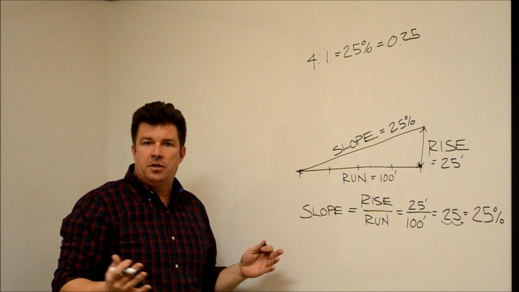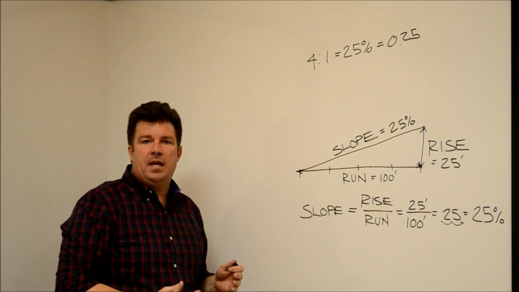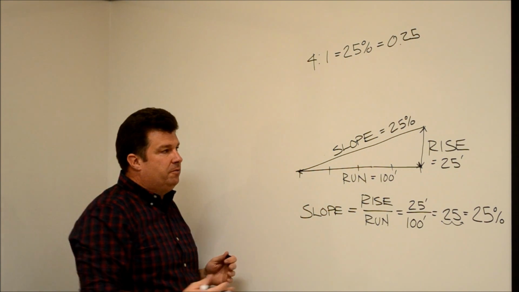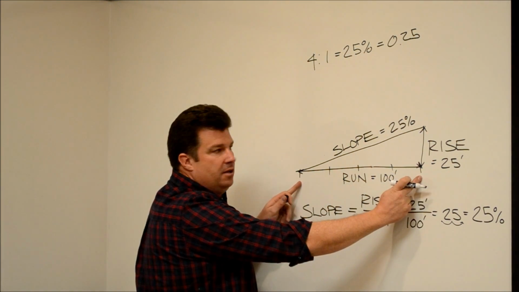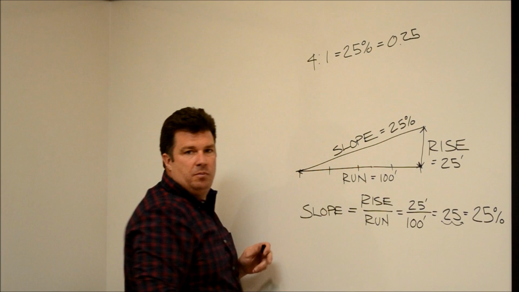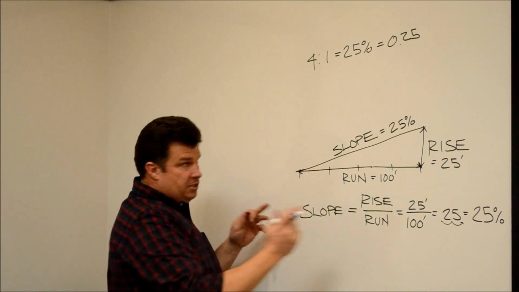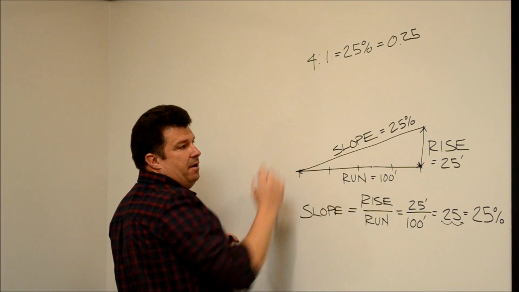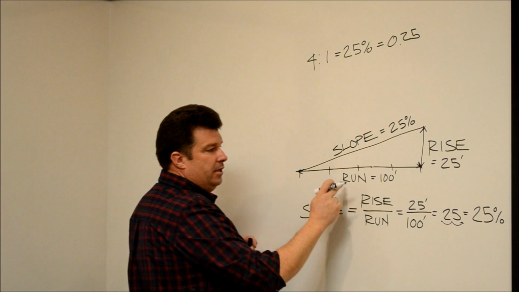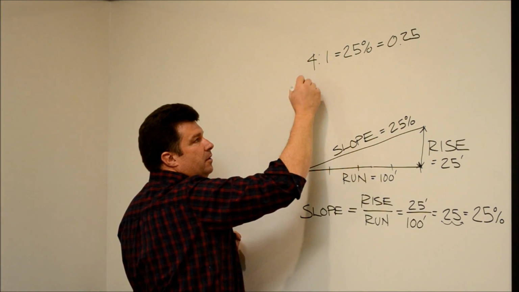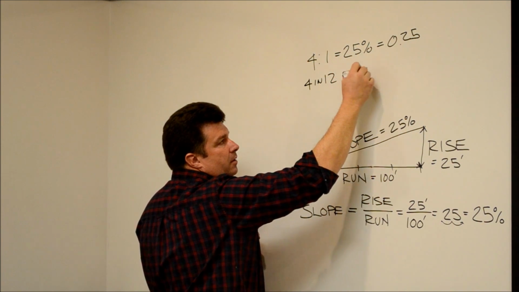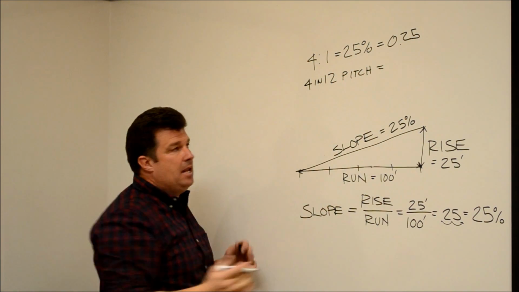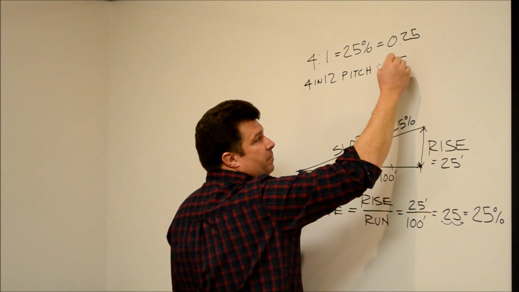The other way that you might talk about this, if you've been in the roofing industry, is they talk about slope in terms of pitch. They'll talk about the pitch of a roof. So if you were to think of this run as 12 feet, and the rise would be 4 feet, or 12 inches and 4 inches, you would have a 4 in 12 pitch. That is the same thing as 25%.